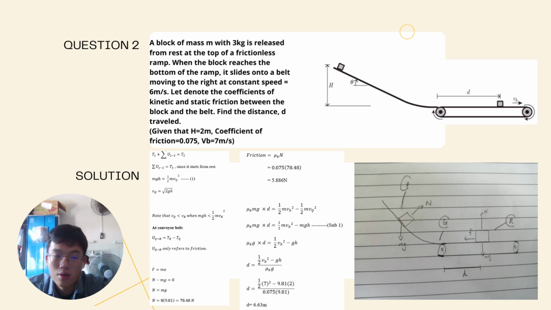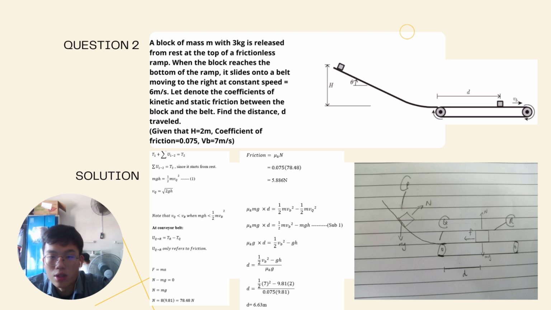To solve this question, we use the formula of principle of work and energy. T1 plus U1 to 2 equal to T2. Work done is, since it starts from rest, mgh equal to 1 over 2 mvq squared, and vq is equal to square root of 2gh. Note that vq is smaller than vb when mgh is smaller than 1 over 2 mvb squared. At the conveyor belt, the work done is equal to Tr minus Tq, and the work done only refers to the friction.